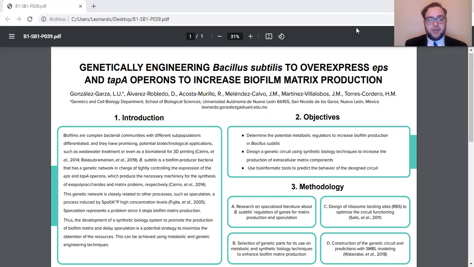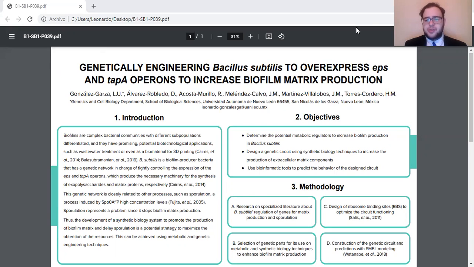First of all, we need to have an idea of what biofilms are, and basically biofilms are these complex bacterial communities in which these bacteria differentiate into different subpopulations in order to perform different tasks. So we have, for example, competent bacteria, and the ones that we will be focusing on in this project in particular are the biofilm matrix producing bacteria.